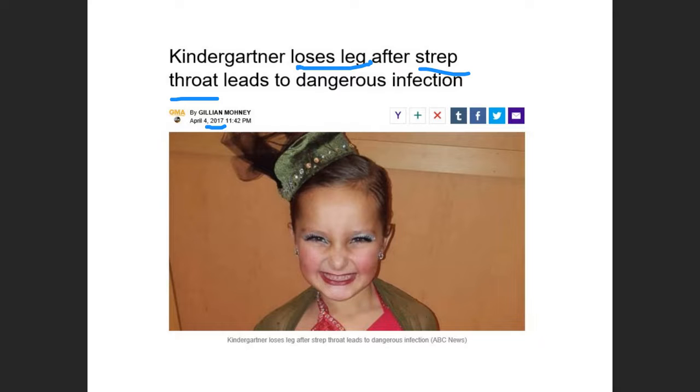So it goes back to what I was saying, that it doesn't necessarily have to be a wound in the skin that's infected. It could just result from strep throat spreading into the skin. Okay.